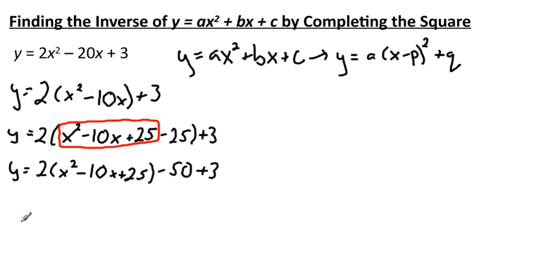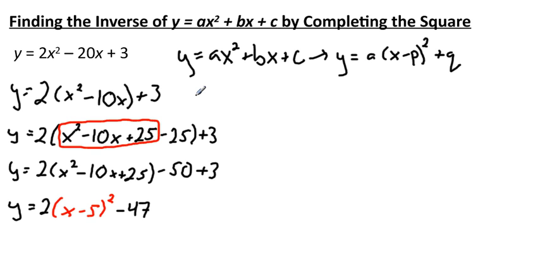Now we'll write our answer in the completed square form. So we have y equals 2, and then this red part here in completed square form is x minus half of the negative 10, so x minus 5 squared. If you were to expand x minus 5 squared, you would get x squared minus 10x plus 25 back. And at the end here we have our minus 50 plus 3, which will give us minus 47. So now we have our equation in the form y equals a times x minus p squared plus q.